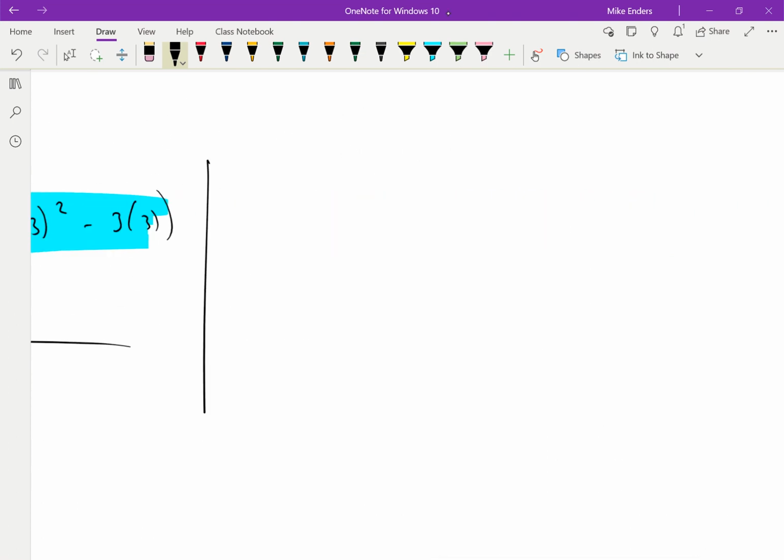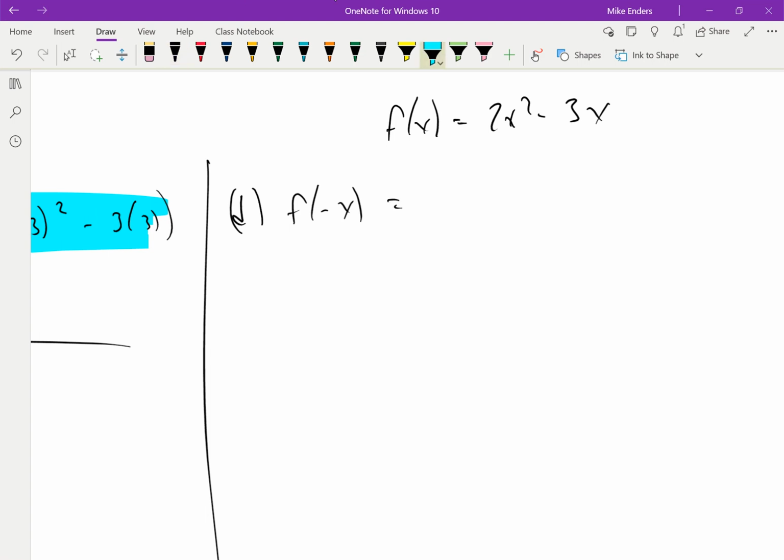Let's do several more of these, okay? So part D here, I want f of negative x. And again, what was our original function? 2x squared minus 3x. So if I want f of negative x, what I want to do is replace x. Every time I see x, I want to replace it with negative x. So I've got 2 times something squared, minus 3 times something. Well, what's my something? My something here is what I'm replacing x with. In this case, I'm replacing x with negative x.